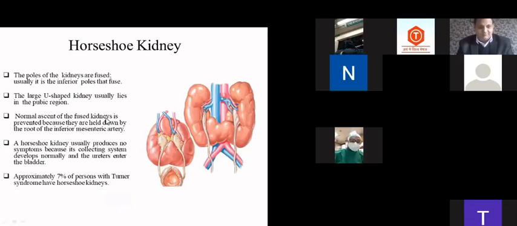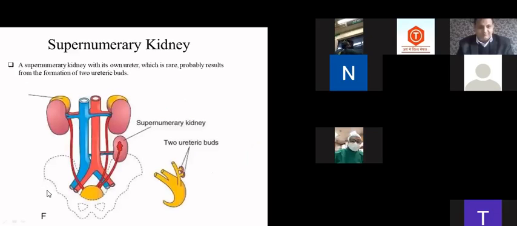Normal ascent of the fused kidney is prevented because they are held down by the root of the inferior mesenteric artery. From the aorta, the inferior mesenteric artery takes its origin. As the kidney is horseshoe shaped, its ascent is prevented by the root of the inferior mesenteric artery. A horseshoe kidney usually produces no symptoms because its collecting system develops normally and the ureters enter the bladder. It functions normally, and this condition is compatible with life. Approximately 7% of persons with Turner syndrome have horseshoe-shaped kidneys.